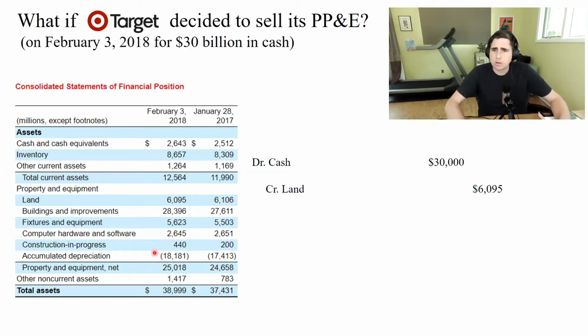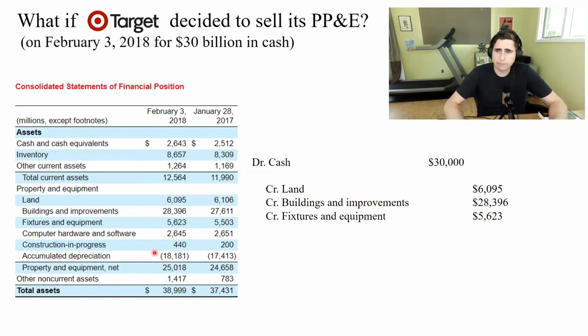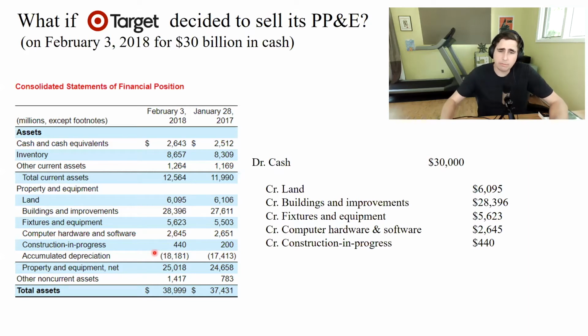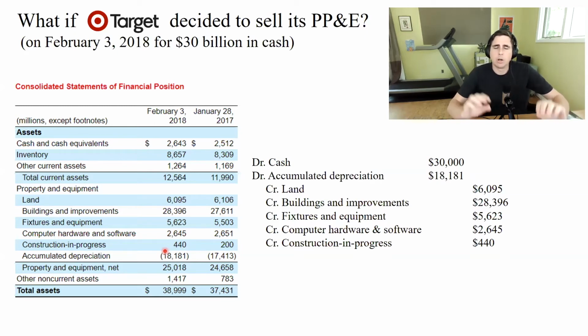And let's do it. The land is at 6,095, and that's a debit balance, so we'll credit land for 6,095 to get it off of our books. We'll credit buildings and improvements for 28,396. Credit fixtures and equipment for 5,623. Credit computer hardware and software for 2,645. Credit construction in progress for 440. So those are all credits to get rid of these debit balances, sending them to zero. And then we want to zero out accumulated depreciation. That's a credit balance, so to zero it out, we need to debit the account for 18,181, in millions.